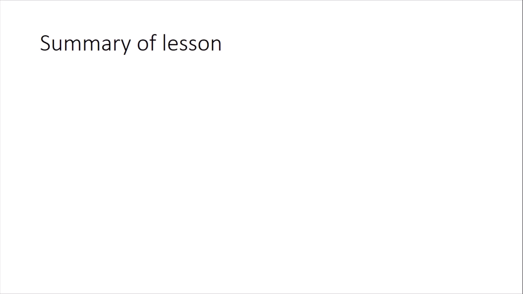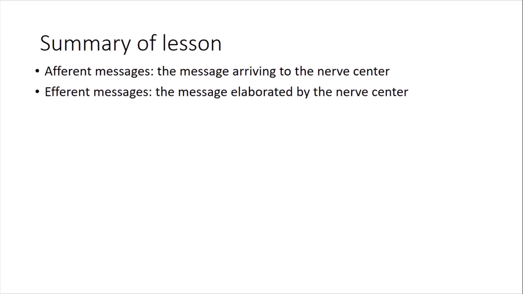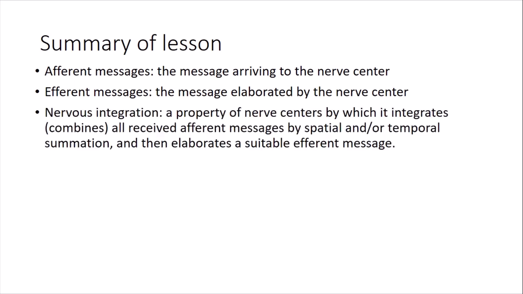So the summary of the lesson at the end, these are the following ideas that you should know. First of all, the afferent messages are the messages that arrive to the nerve center. The efferent ones are the ones that are elaborated by the nerve center. And nervous integration, the main idea of the lesson, is a property of nerve centers by which a nerve center integrates or combines all the received afferent messages by spatial or temporal summation and then elaborates a suitable efferent message.